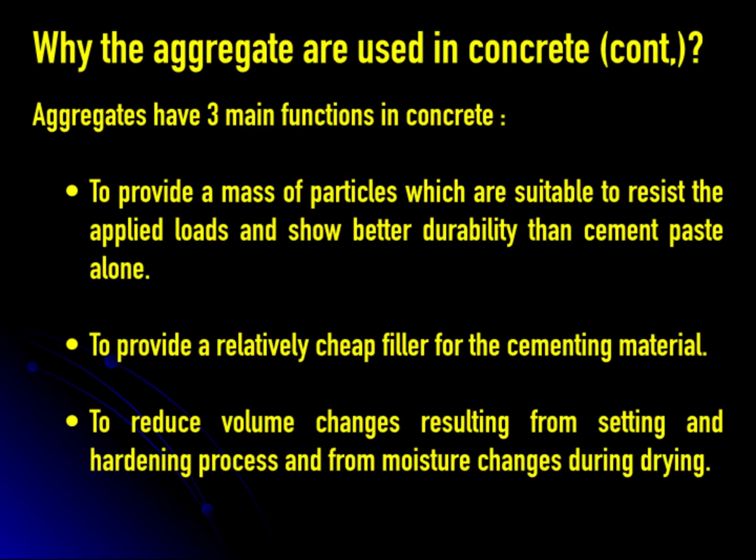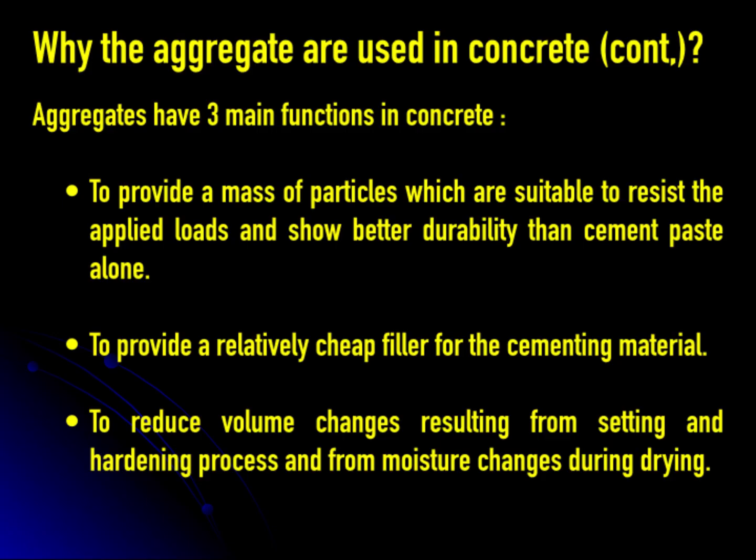There are 3 main objectives to use aggregate in concrete. The first one is to provide the mass particles, which are suitable to resist the loads. This means that the strength of aggregates is typically higher than the cement paste. In addition, aggregate has more volume stability and better durability than the cement paste.